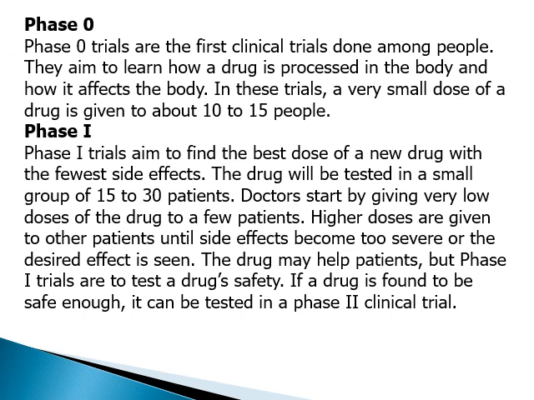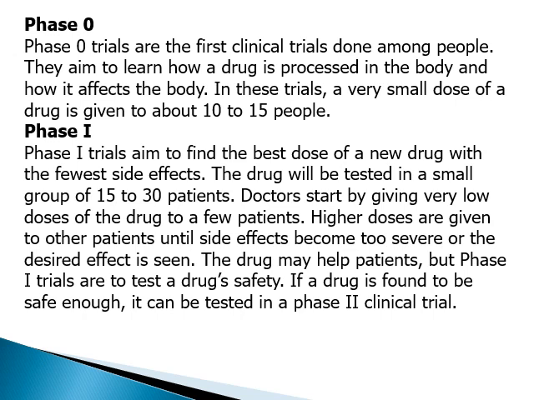Phase 0. The first clinical trial done among people. They aim to learn how a drug is processed in the body and how it affects the body. A very small dose of the drug is given to about 10 to 15 people.